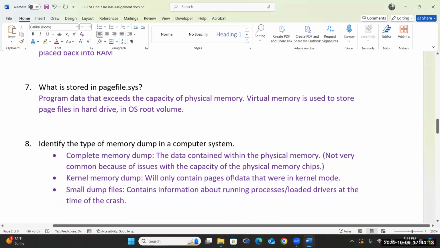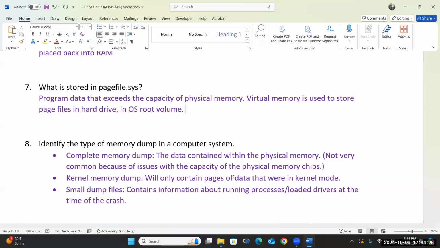Okay. So let's talk about memory dumps and what they are. You would have a complete memory dump. This contains data on your physical memory, your RAM. Not common because of the capacity of your chip.